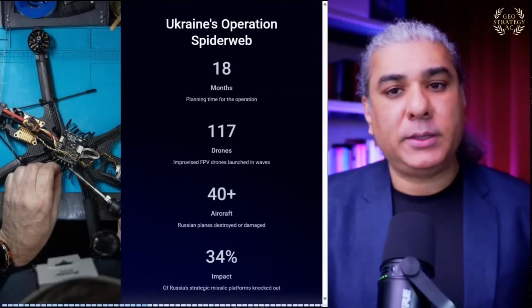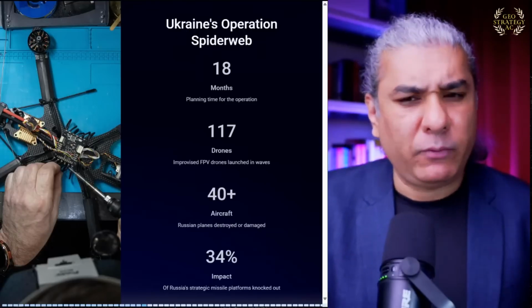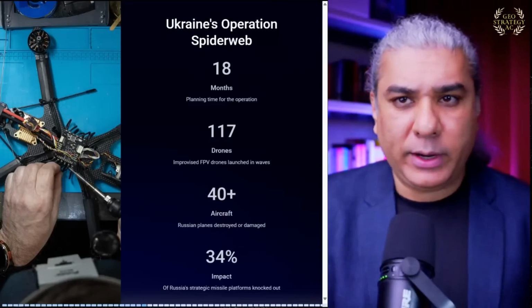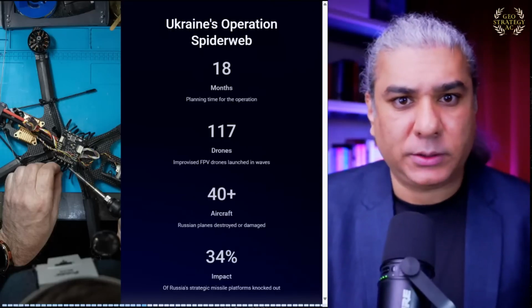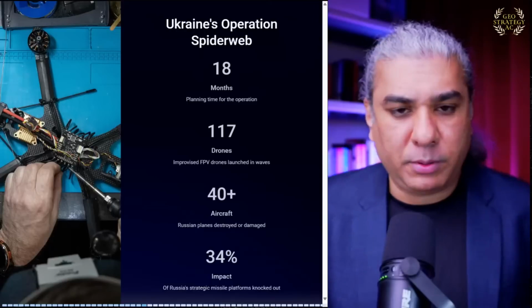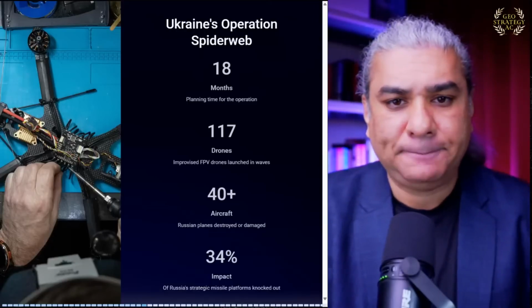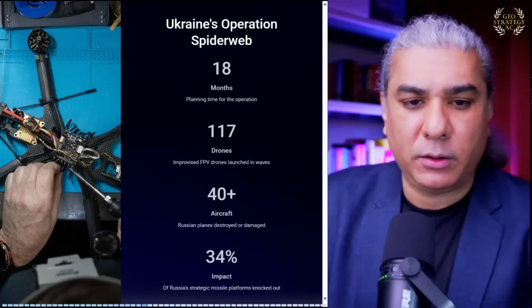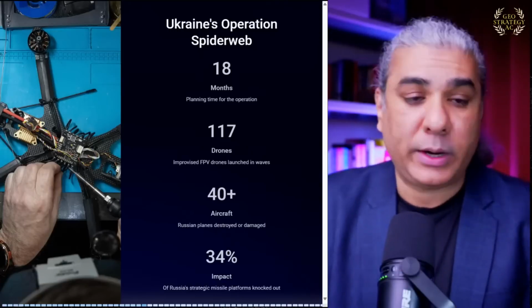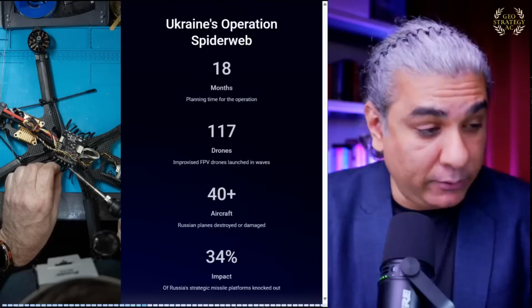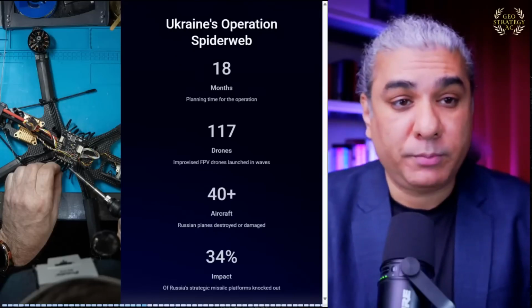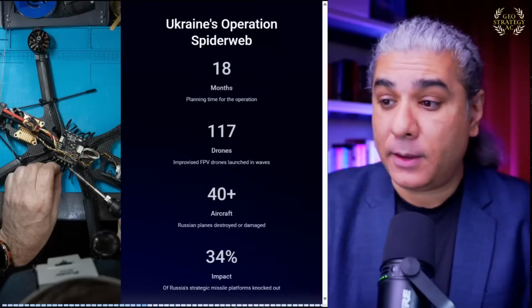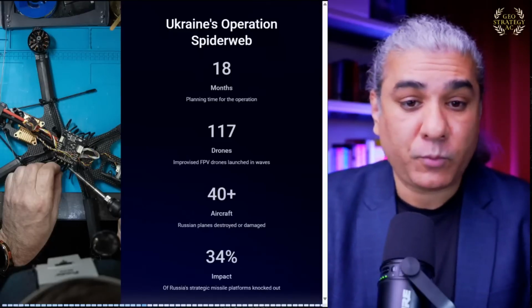Now let's compare this with Ukraine's Operation Spiderweb. And what does it mean for India's security? So, like we've discussed in the past 2-3 days, Ukraine's Operation Spiderweb was under planning for about 18 plus months. And 117 FPV, first person view drones, were launched in waves. Ukraine claims more than 40 Russian high value aircraft, strategic bombers were destroyed or damaged, including at least a couple of early warning aircraft, right?